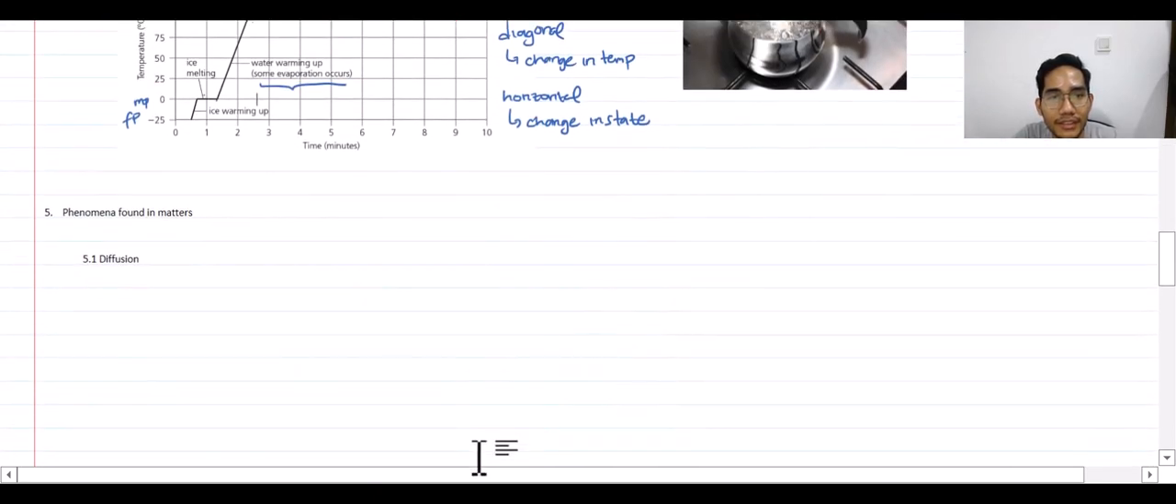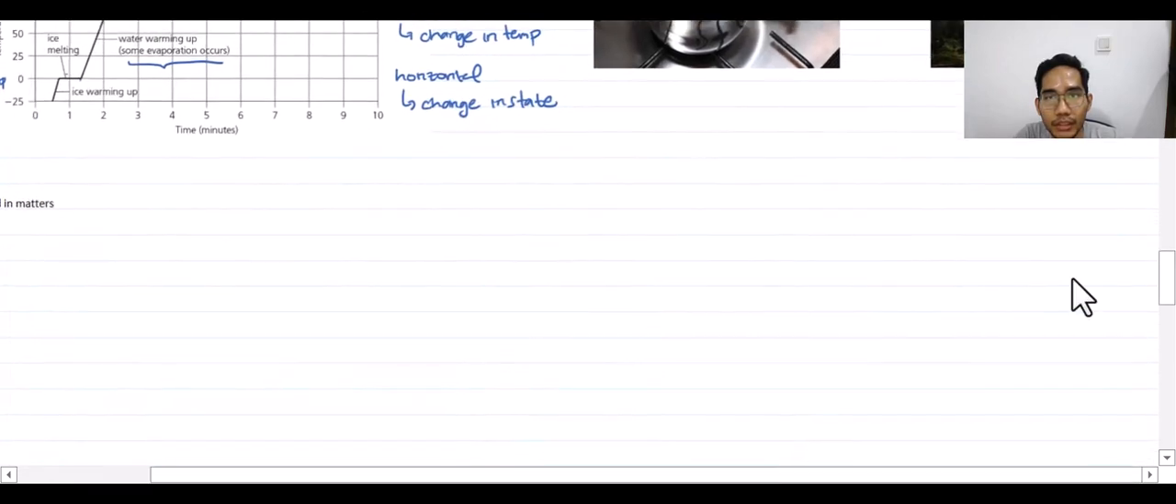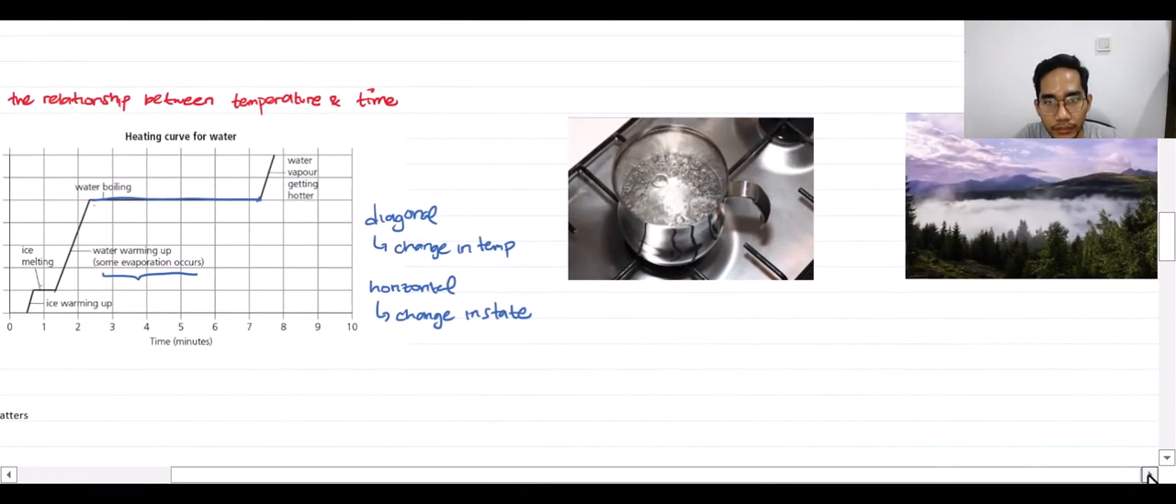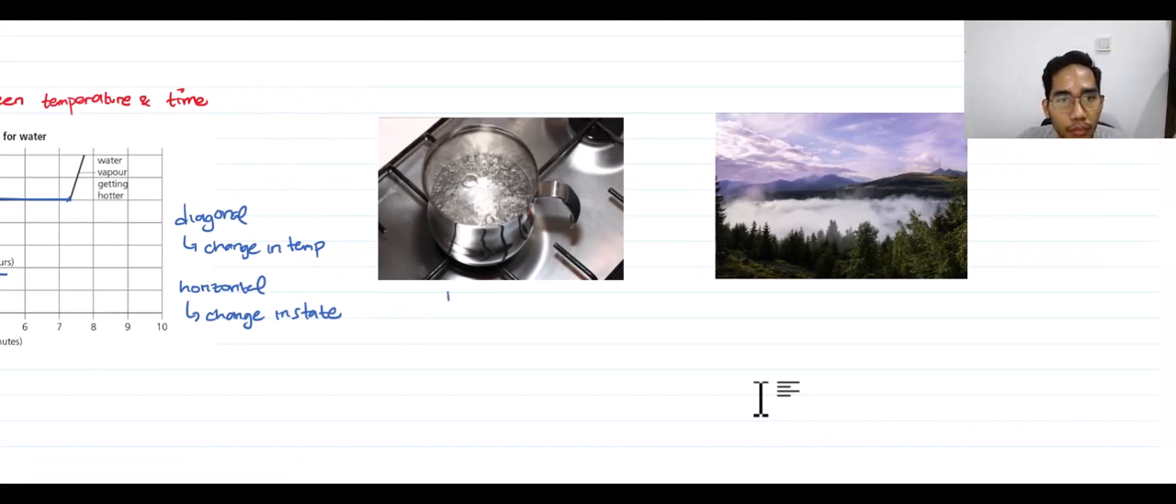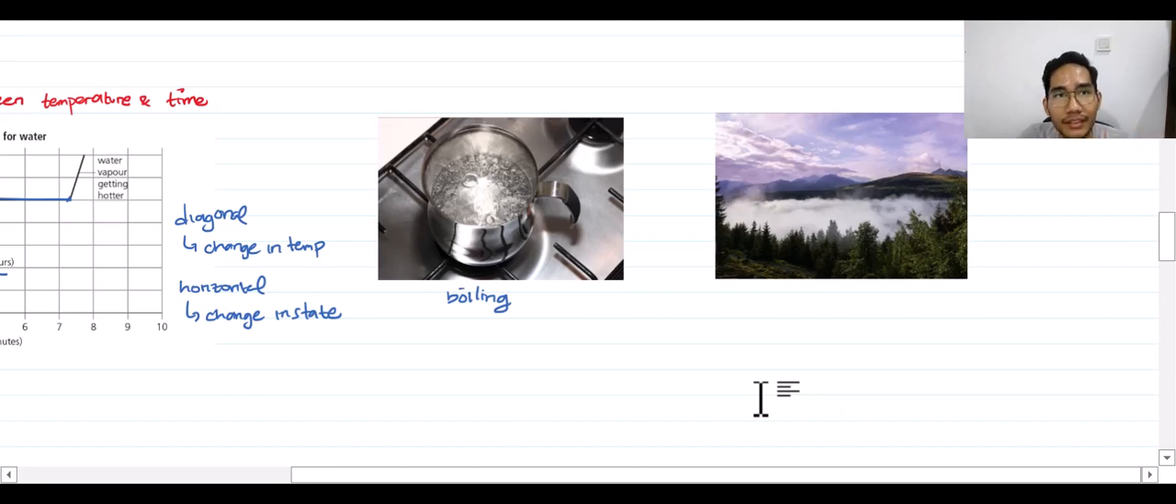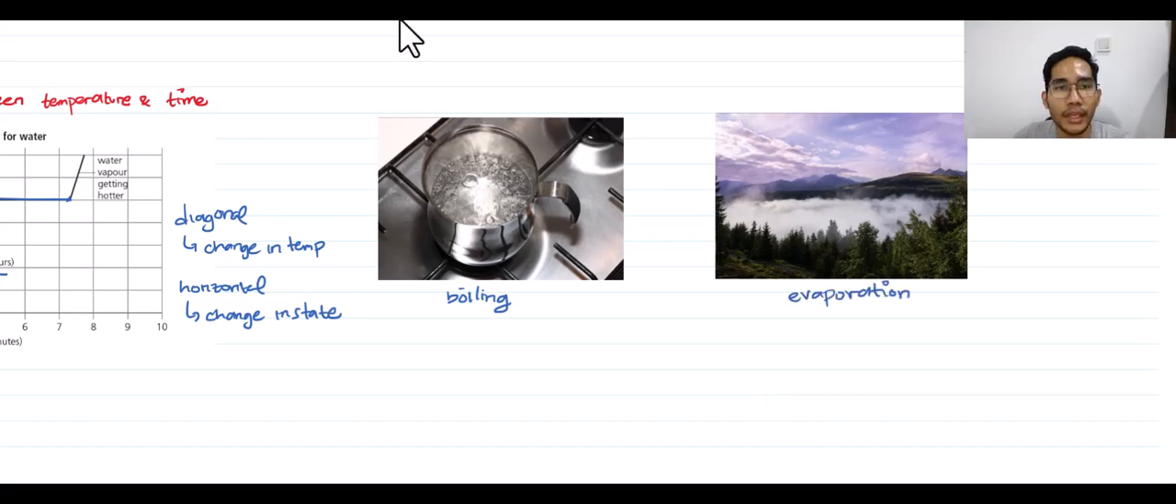Now, let's discuss the differences between boiling and evaporation. So here, I've got the picture of boiling water, and this is actually fog or clouds. They are technically the same. Yeah, they are water vapor. So this represents evaporation. Okay, now let's discuss the differences between boiling and evaporation.